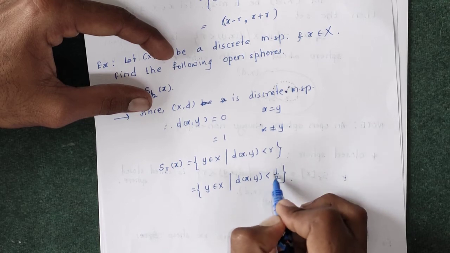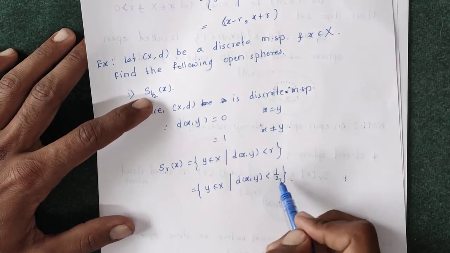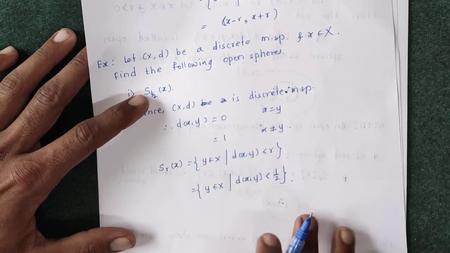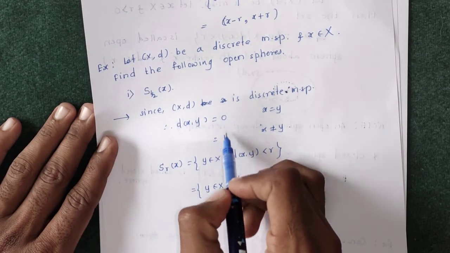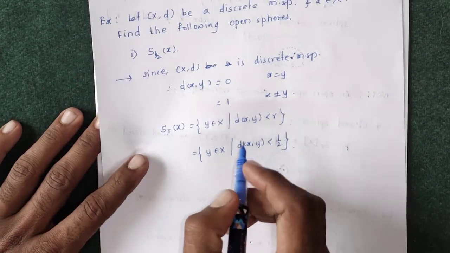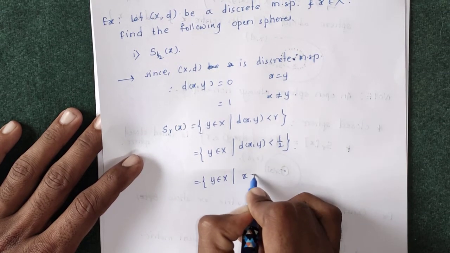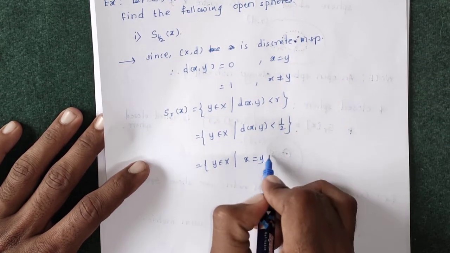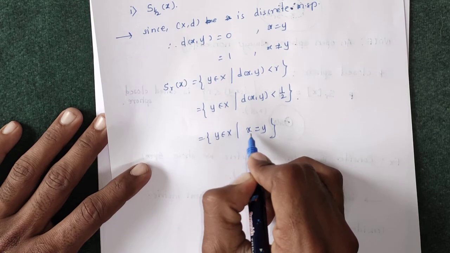Here there are only two possible values of distance of xy, either 0 or 1, but 1 is clearly greater than 1 by 2, so 1 is not possible, so we have to write distance of xy equals 0. The only possibility remaining is distance of xy equals 0, since there are only two values, 0 and 1, but which one is less than 1 by 2? 0 is less than 1 by 2, so distance of xy must be 0, and distance of xy being 0 means y belongs to X such that x equals y. Distance of xy is equal to 0 whenever x equals y, so the set is all those y such that y must equal x.